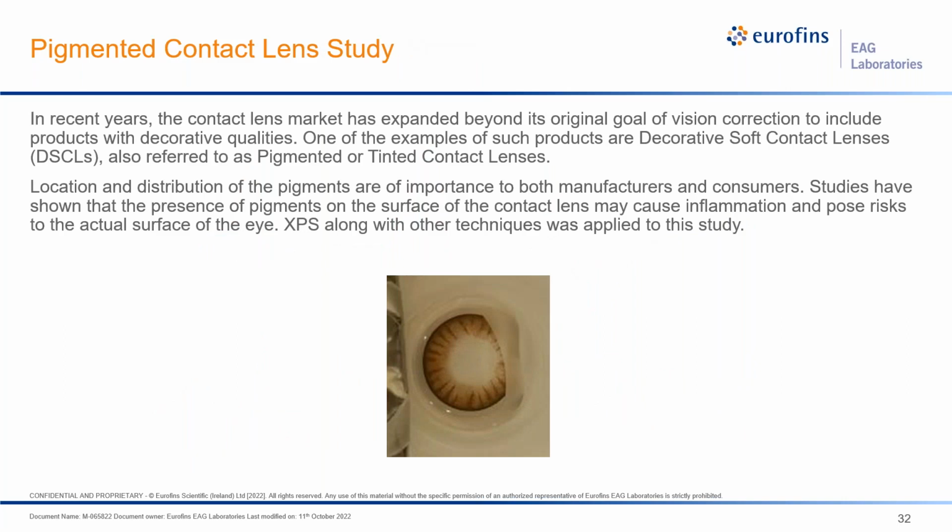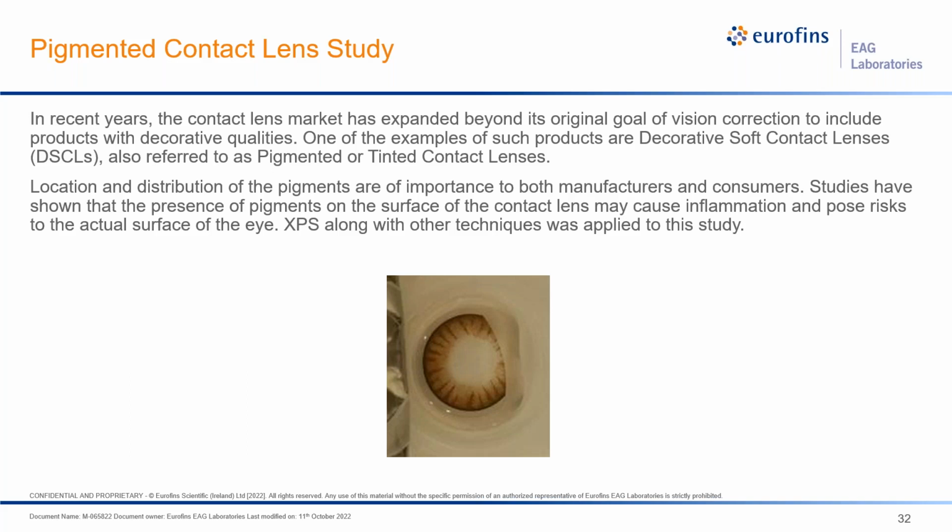This example is talking about pigmented contact lenses. In recent years, many manufacturers started making those, and there is one interesting question important for both manufacturers and consumers: sometimes pigments may be segregated to the very surface, and they may cause irritation of the eye. So we would like to have them not on the surface.